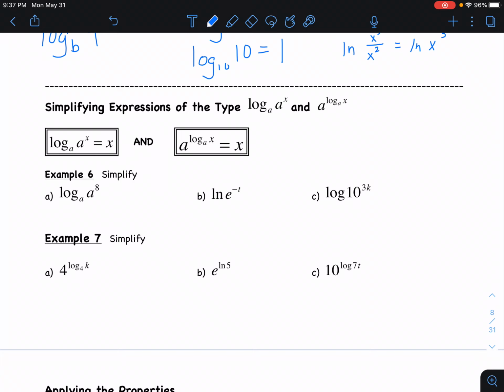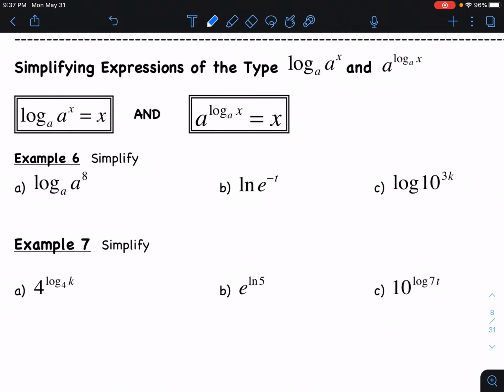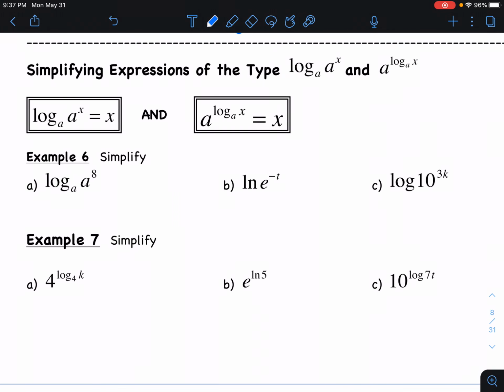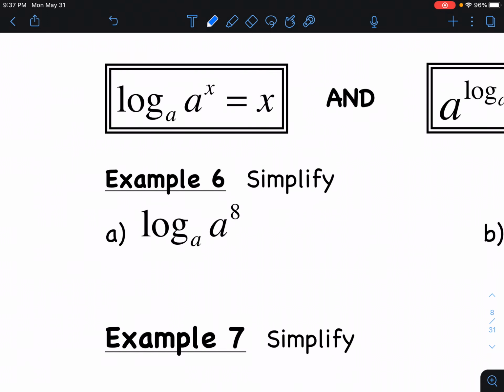All right, next up, simplifying expressions of the type log base a of a to the x power and a to the power of log base a of x. So there's some properties here in the boxes that say when we have log base a of a to the power of x, it has to be equal to x. This is a shortcut property because remember, this has to do with exponents. Your little base a is saying a to the power of what equals a to the power of x. Well, that has to be x to make them identical. So it's just a little shortcut property.